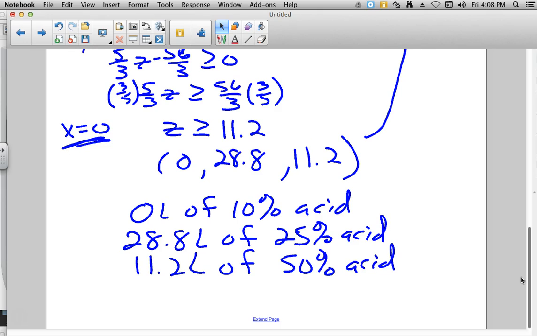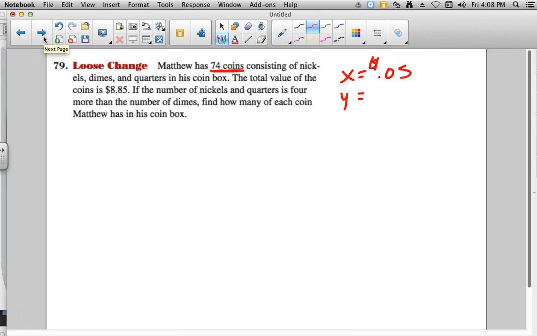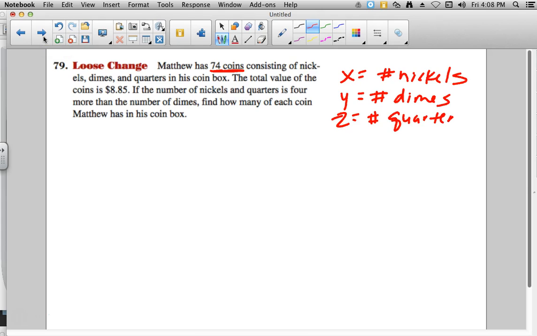All right, then number 79. Matthew has 74 coins, that's a total I want to keep track of, consisting of nickels, dimes, and quarters. All right, so we'll have X be the number of nickels. And Y will be the number of dimes. And Z will be the number of quarters. And we know that they total 74.